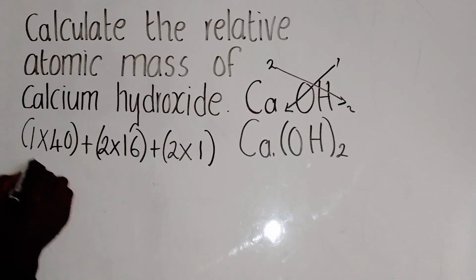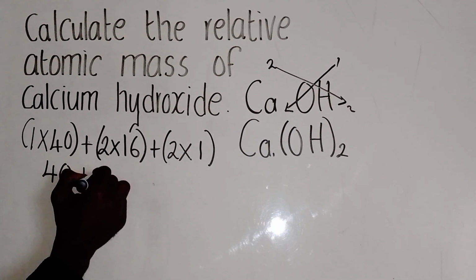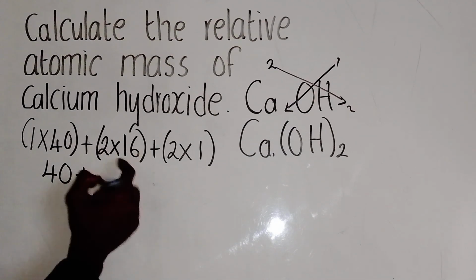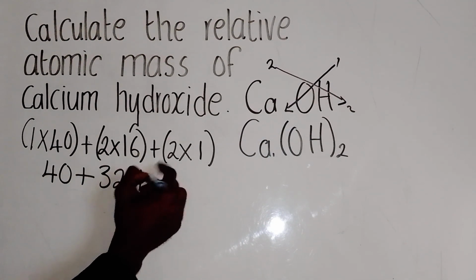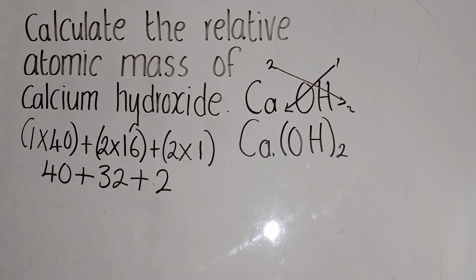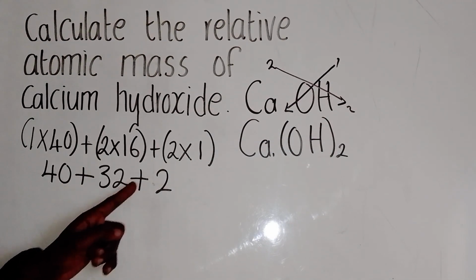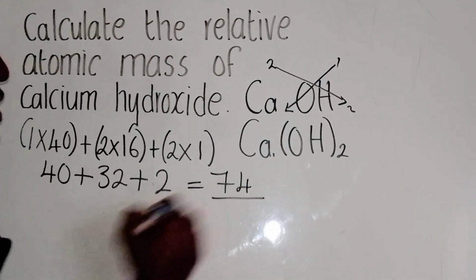So you put 1. So you say 1 times 40, it is 40. You put a plus like this. 2 times 16, it is what? It is 32. You put a plus like this. So 2 times 1, it is what? It is 2 there. Now you add 40 plus 32 plus 2 is going to give me what? 74, which is the answer.